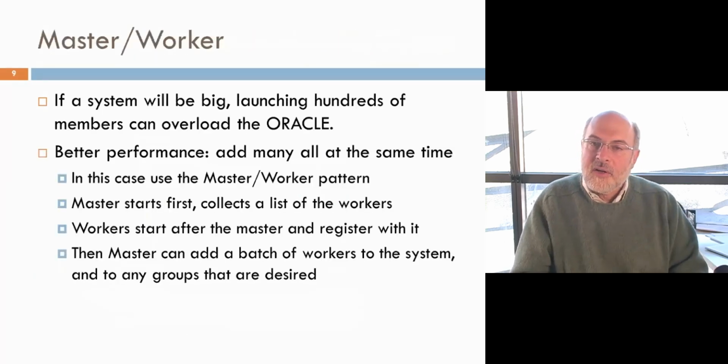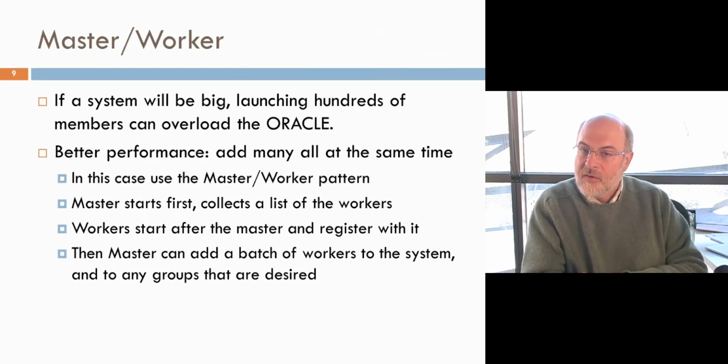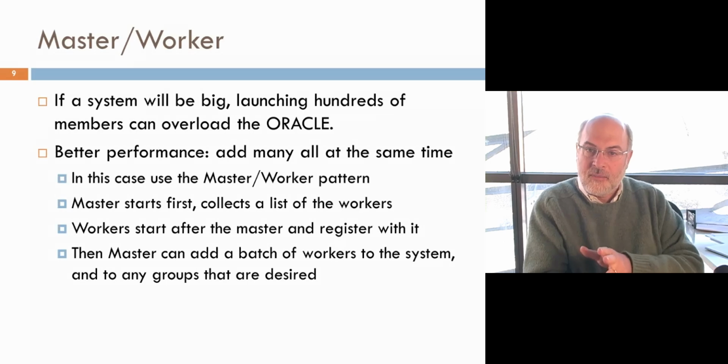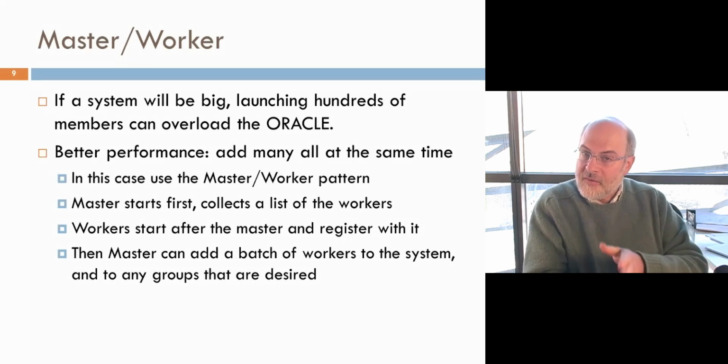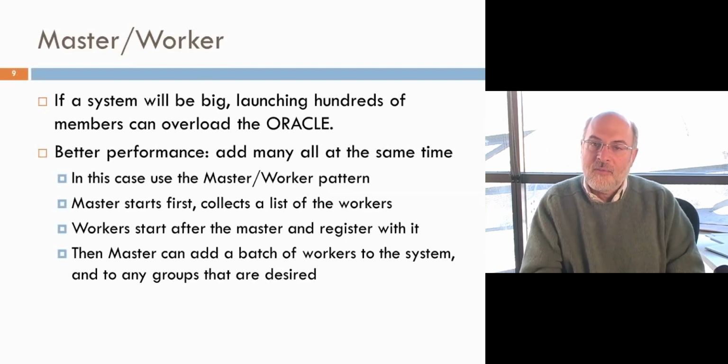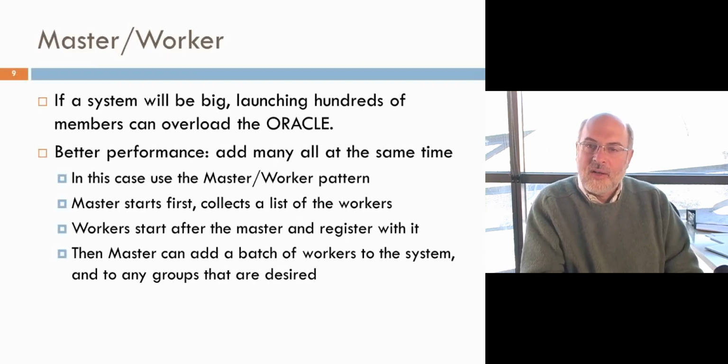So we have a notion in ISIS of a master worker startup that you might consider using if you plan to work with large numbers of copies. I would say more than 25, I would switch to this. It'll be a lot faster even at 25. On the other hand, if you're just going to be running 4 or 5 copies to demonstrate a system to your professor or your boss, you wouldn't need to worry about this.